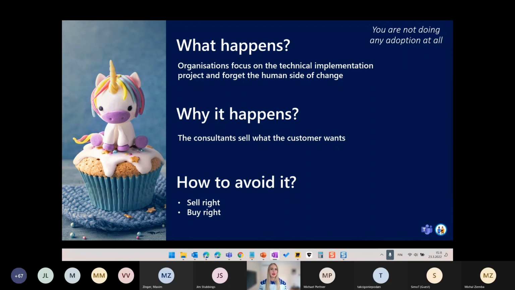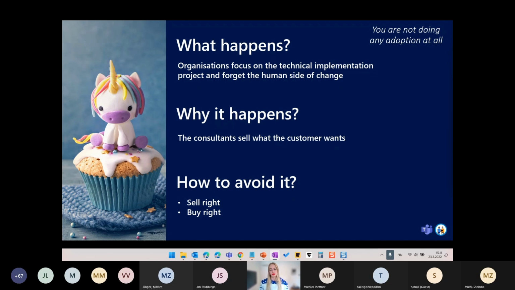And then it's just like, yeah, you have these 20 trainings. It's okay, people will learn. No, people won't learn. And I think this is a two-sided issue, because organizations don't know what they should buy, and the consultants, we are too often selling what the customer wants, which is the technical implementation.